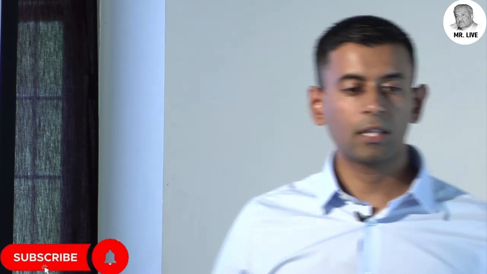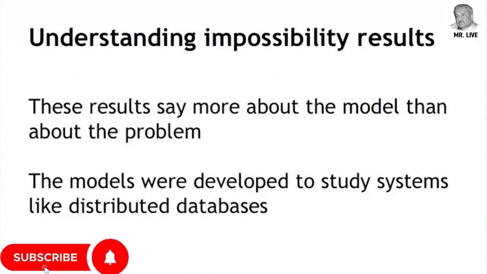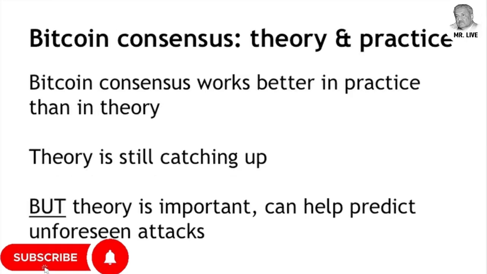But here's the interesting thing. These impossibility results were proved in a different model. They were intended to study distributed databases. And this model doesn't carry over that well to this setting that Bitcoin operates under. So what these results really tell us more about is the model than about the problem, in fact. And what Bitcoin does is that it violates a lot of the assumptions that go into these models, and because of that, consensus in Bitcoin ironically works better in practice than in theory.